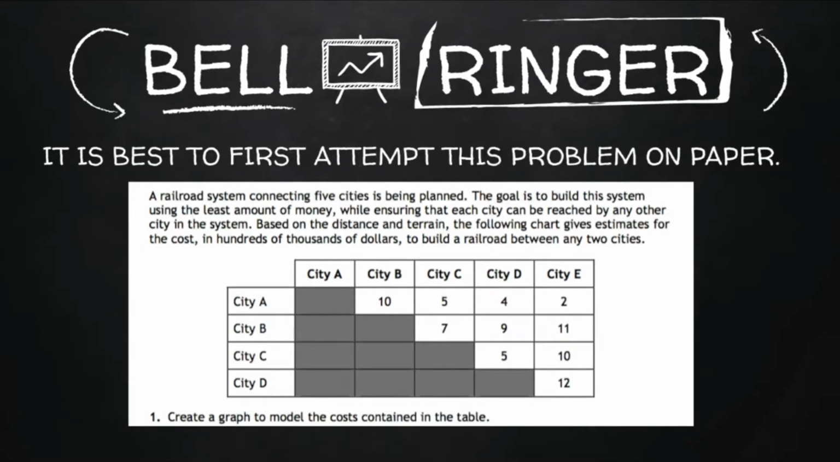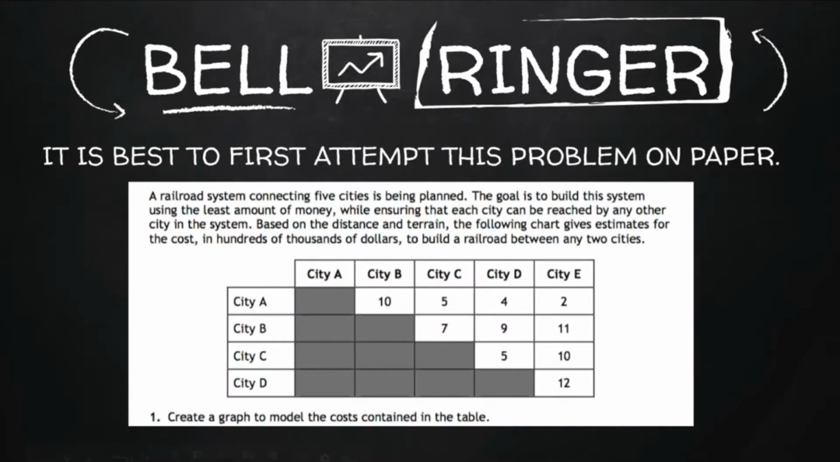A railroad system connecting 5 cities is being planned. The goal is to build this system using the least amount of money, while ensuring that each city can be reached by any other city in the system. Based on the distance and terrain, the following chart gives estimates for the cost in hundreds of thousands of dollars to build a railroad between any 2 cities.